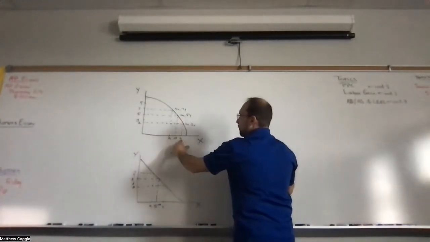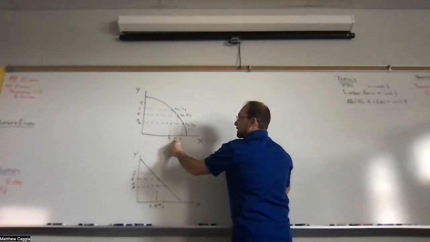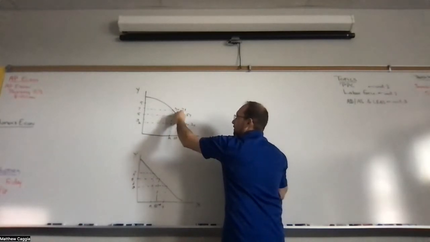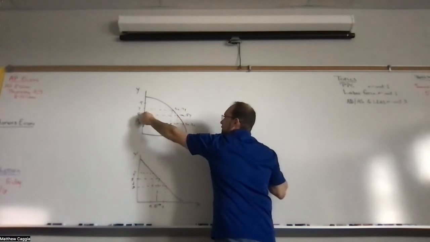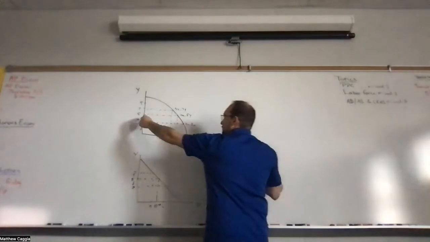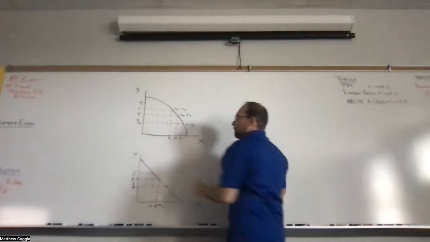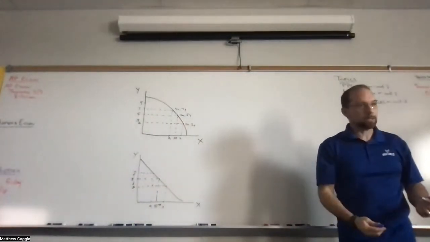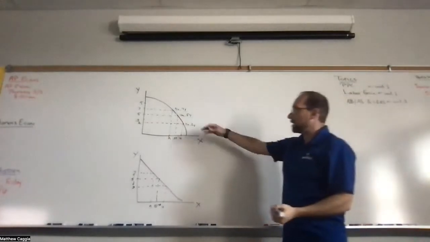Here, to go from 9x to 10x, to increase x by 1, I have to give up 2y. But to go from 10x to 11x, I have to give up 3y. So the opportunity cost is increasing as I move along the curve.